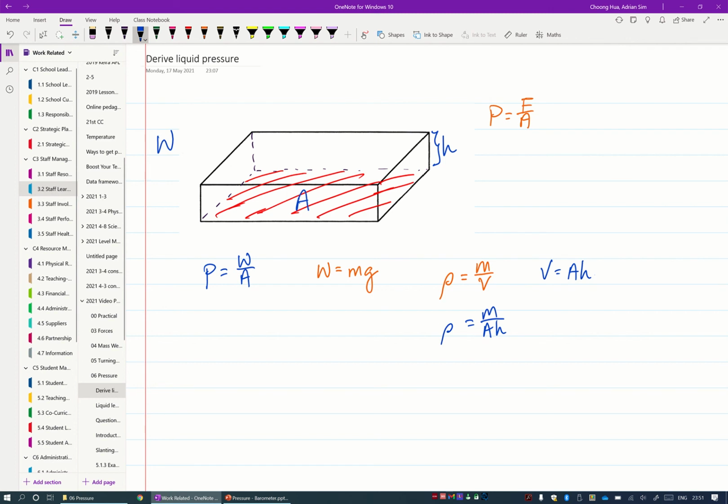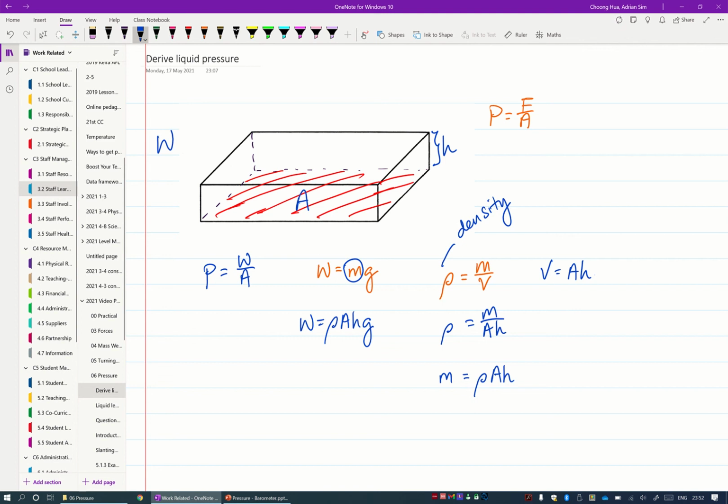And since weight equals mg, I have a m over there, so I'm going to express mass in terms of density, and I'm going to have mass equals rho A h. Rho refers to the density, if you cannot remember. And I'm going to sub that formula into W equals mg, so I have weight equals rho A h g. Don't panic, it looks like it's getting longer, but trust me, it's getting simpler.